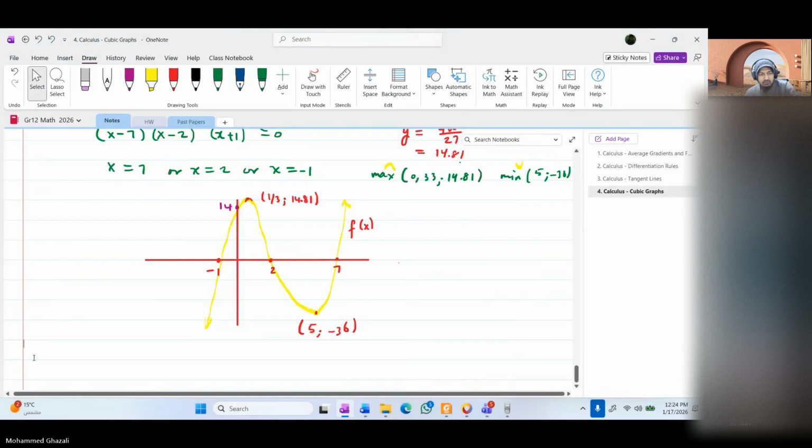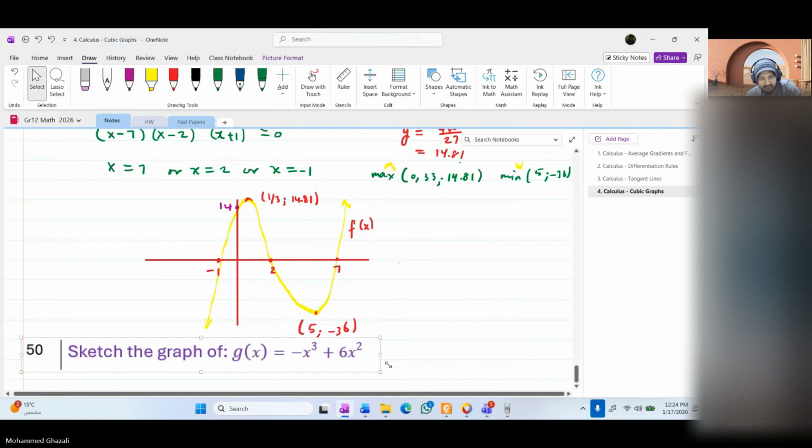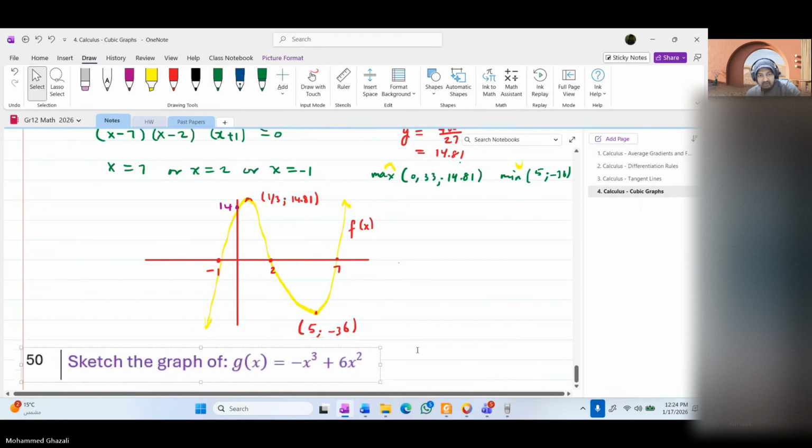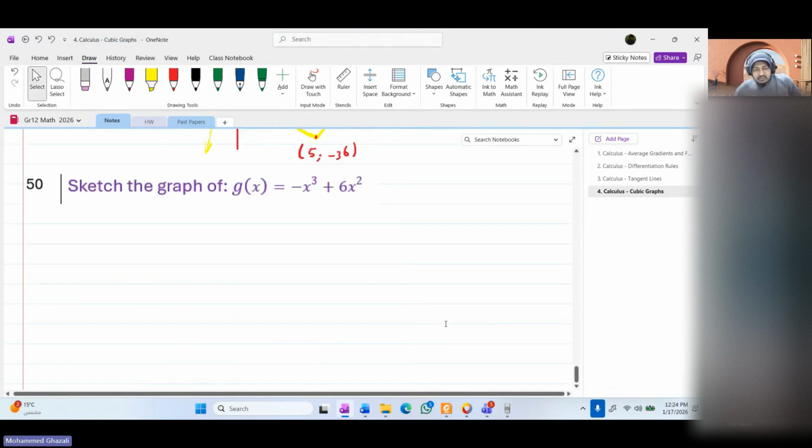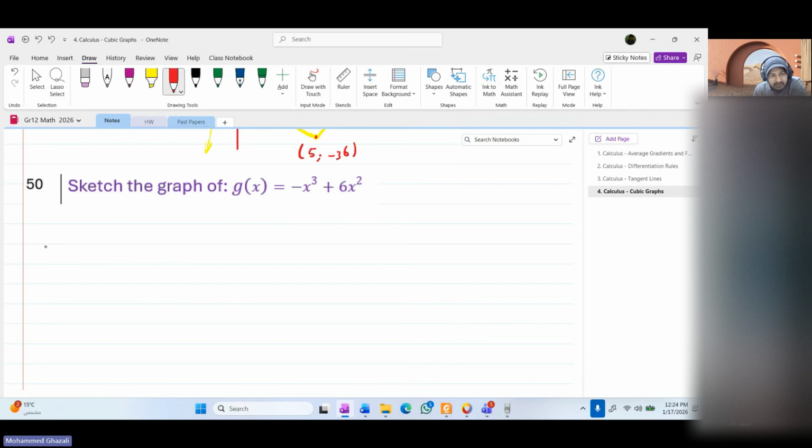So let's sketch the graph of g of x, which is negative x cubed plus 6x squared. So we're going to find the x-intercepts first. What's the y-intercept? Y-intercept is just 0, 0, right? If you substitute 0 inside this function, you will get 0. So 0, 0. What's the x-intercept? The x-intercept is making this entire equation equal to 0.